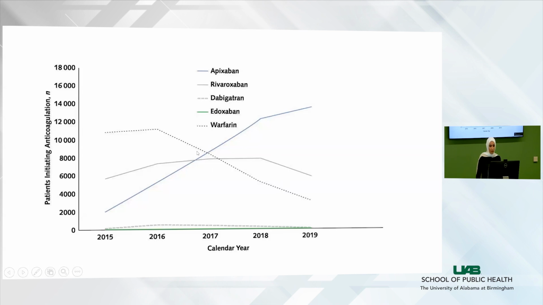Warfarin use continued to decline across the study period, and this is related to many disadvantages of warfarin, including the need for frequent laboratory monitoring and many drug and drug-food interactions. I mean, dabigatran and edoxaban are of limited use, and this is consistent also with other patient populations.